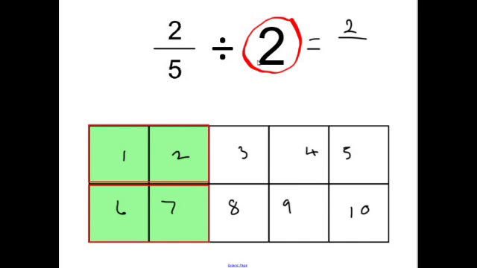So 2 fifths divided by 2, we've split our 2 fifths into 2, and we've created 2 groups here because we're dividing by 2. You can see our 2 groups here. Then we're going to ask what fraction of the whole shape is each of those groups. So it's 2 out of a total of 10. So our fraction would be 2 out of 10.